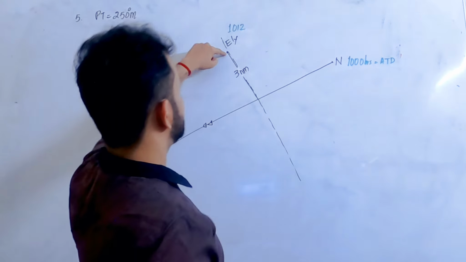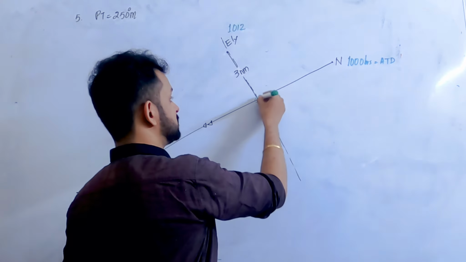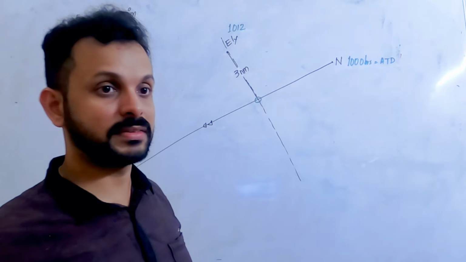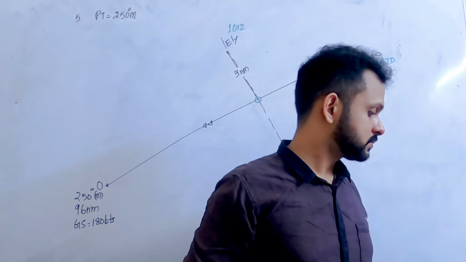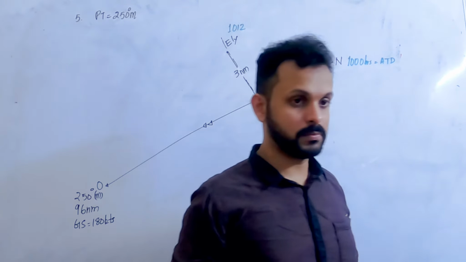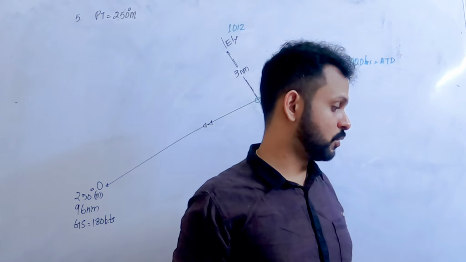Alright, so at L, at 10:12, you find yourself 3 nautical miles off to the right. So we imagine that you have some kind of a 1 in 60 fix there, and you find yourself to the right of track. Alright, now what? It says, find the following using 1 in 60.